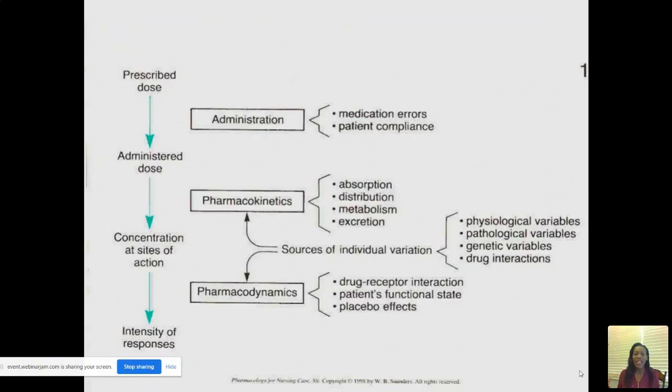Pharmacokinetics is what your body does to a medication when you take it. When you take a medication, your body is going to absorb it. It's going to distribute it. It's going to metabolize it. And then it's going to be excreted out of your system. That is pharmacokinetics.